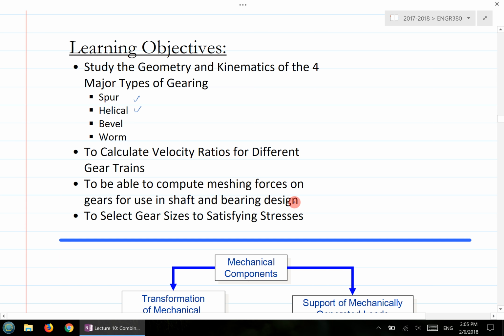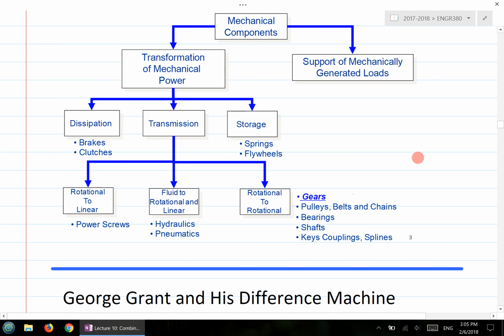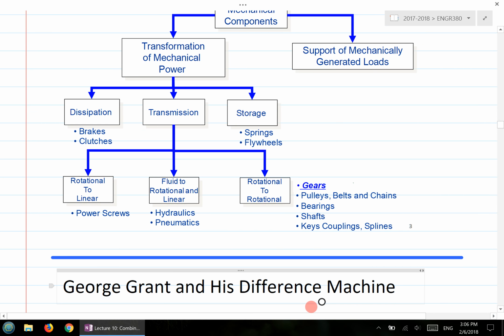So when you have a gear, shaft, and bearing, these three things, plus the case, the four things, we're going to cover that in one sequence, just like the sequence shown here. This is essentially the diagram from the beginning of the term that I showed you. We categorize the different machine elements into different blocks. This block here is rotation to rotation for transformation of mechanical power, and that includes the gear, bearing, shaft, and the key here.